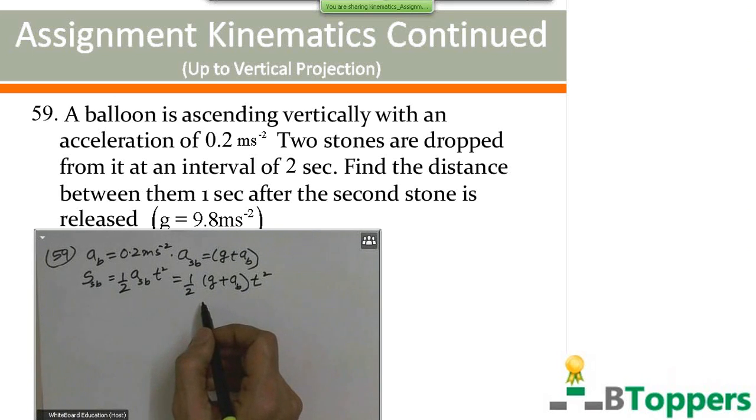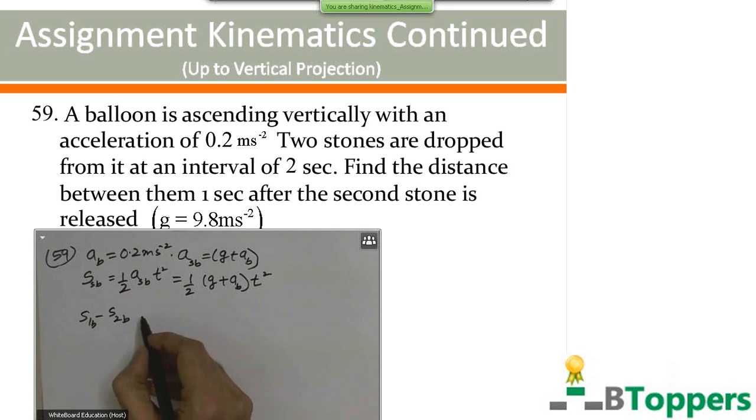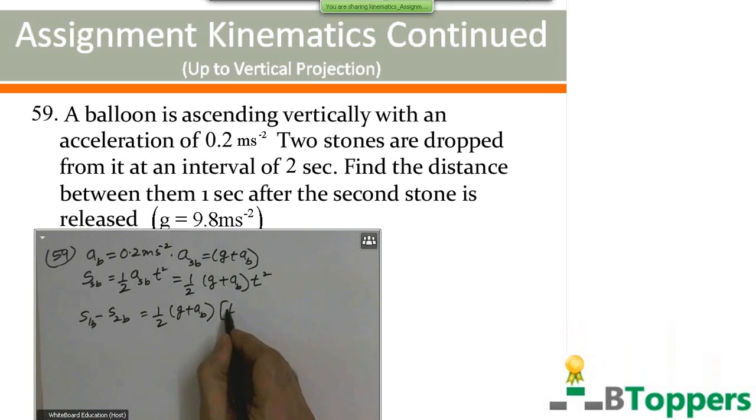So the distance between the two stones is equal to the distance of the first stone from the balloon minus the distance of the second stone from the balloon. Let s1 be the distance of the first stone from the balloon, and s2 the distance of the second stone from the balloon. It is equal to half g plus a_B into t1 squared minus t2 squared. t1 is the time of motion of the first stone, and t2 is the time of motion of the second stone.